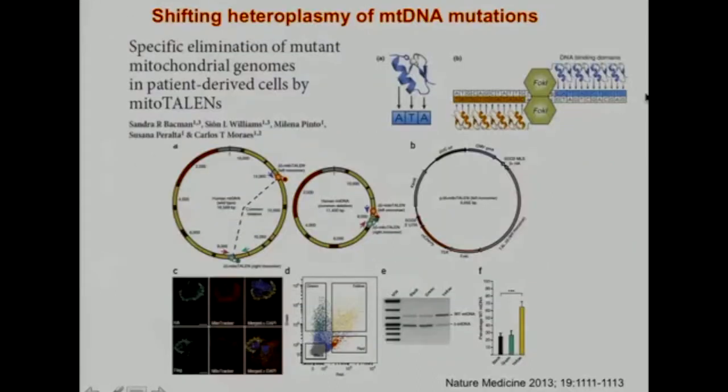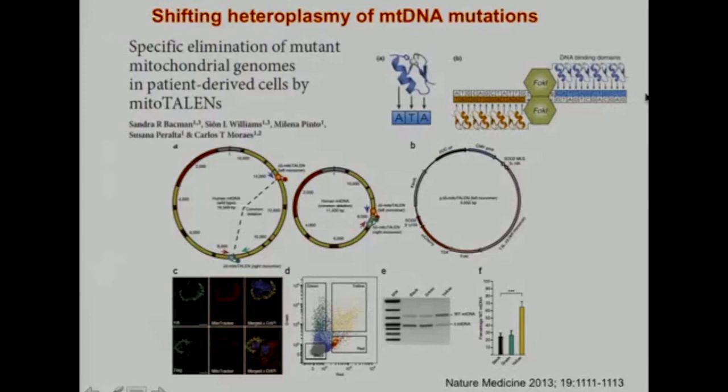And another approach is to use something called TALENs, these transcription activator-like effector nucleases. So it's very similar to the zinc fingers. They're proteins that can be custom designed to bind to specific sequences of DNA. And this is work from Carlos Moraes' group in Miami, where they used TALENs to cut one of these deletion mutations and eliminate them in a mixed population of mutated and normal mitochondrial DNA. Here you can see the shift in heteroplasmy, the increase in the wild-type mitochondrial DNA in the cells that express both of these TALENs.